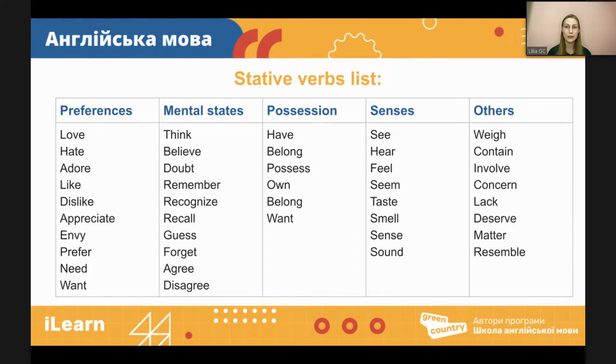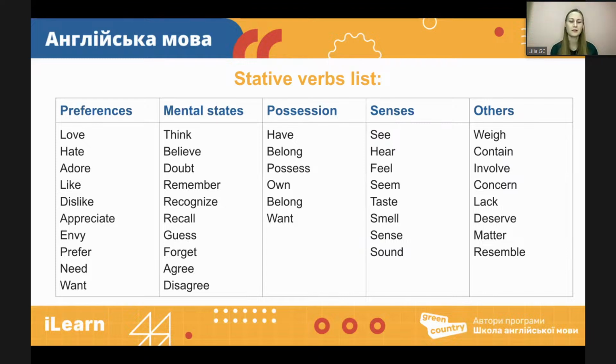So I don't say it is belonging, it belongs, like always. Or I possess this property, я володію цією власністю. The same as own, I own this car, я володію автомобілем. Or this car belongs to me. And also it could be like want or need words.